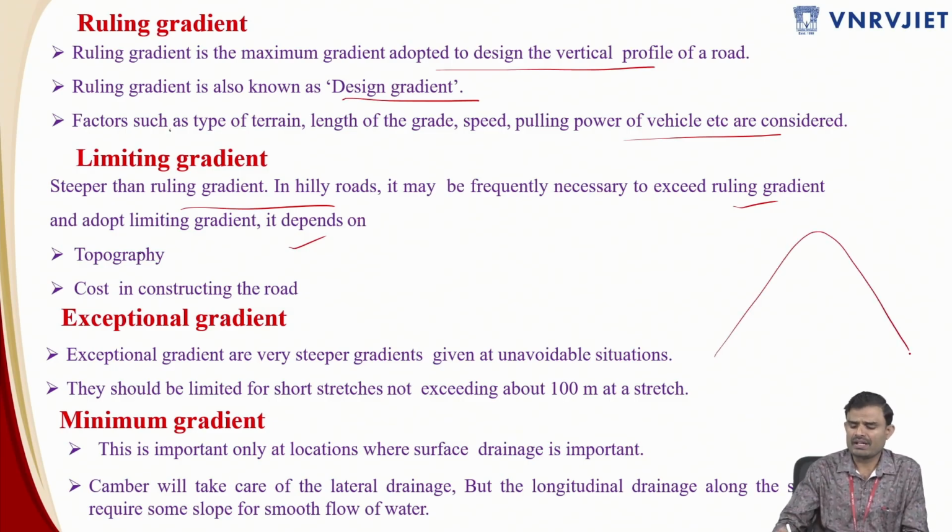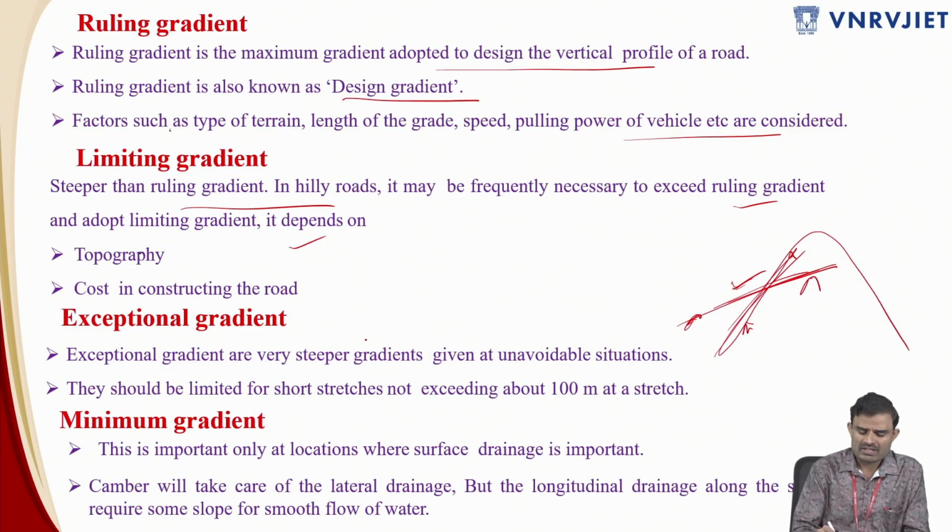If you have an area like this, you cannot provide a gradient as it is with the existing conditions. It might be a very steep gradient, so you have to reduce it. Because of that, you are going to have some other formation level. This is the existing ground level, but you are going to arrive at this formation level. Instead of having a steeper gradient, you are reducing it by some extent. This gradient is also higher than the ruling gradient, but even then you go ahead with the limiting gradient because of the conditions existing at the location.